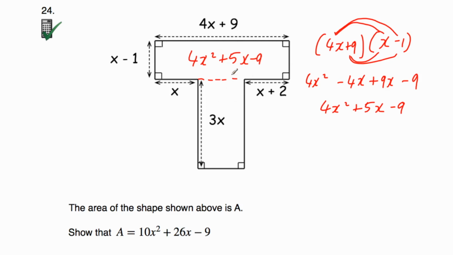Now let's look at this rectangle here. We've got its length, which is fantastic, but we don't actually have its width. We don't have this distance here. We know that this part is 3x, but we don't have this part.